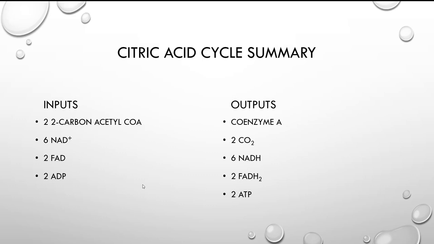So here's the summary of our citric acid cycle. Our inputs: we have 2 2-carbon acetyl-CoAs from that transition step. Those will enter the citric acid cycle. The coenzyme A will leave to get reused, and then the 2-carbon chains will leave the citric acid cycle as 2 carbon dioxides. We have 6 NAD+ that will get reduced to 6 NADH from the electrons that get added to it. We have 2 FAD that will get reduced to 2 FADH2s.